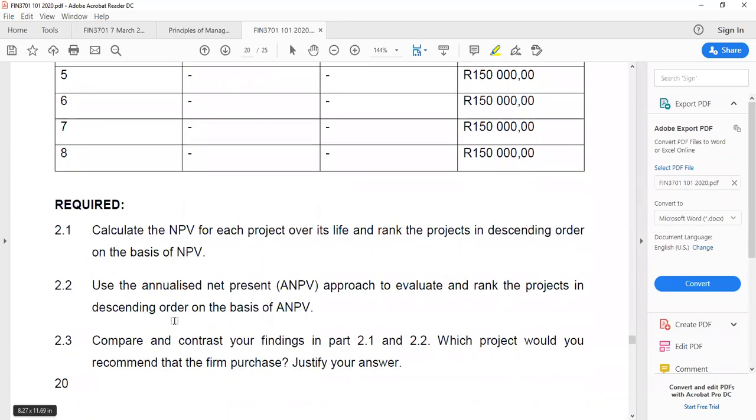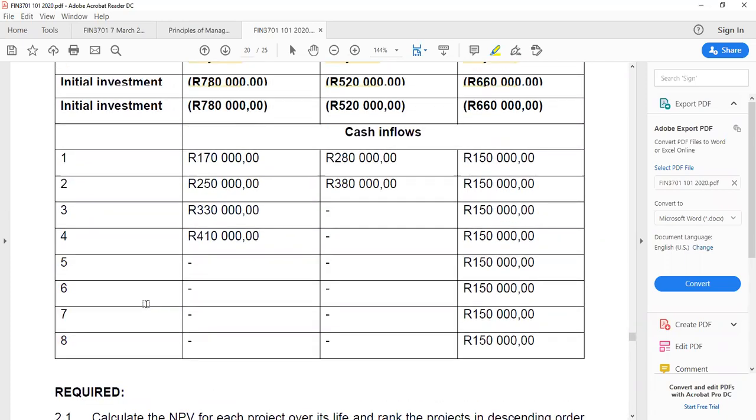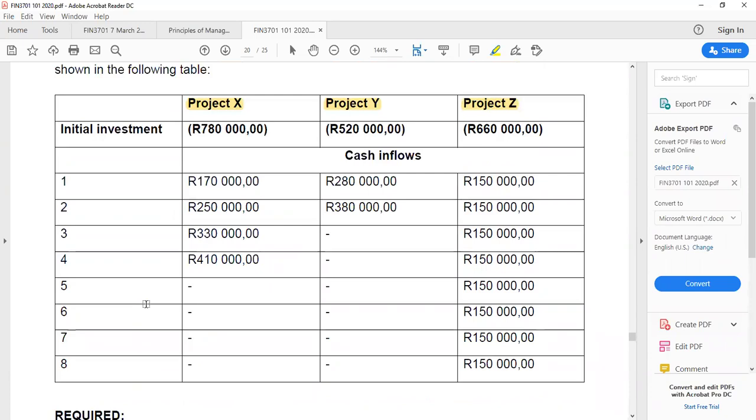Then firstly, we are asked to calculate the NPV of each project over its life and to rank these projects in descending order on the basis of the NPV. Then we are asked to calculate the annualized net present value and to also rank these projects based on the annualized net present value in descending order. And then we are asked to compare the two projects.